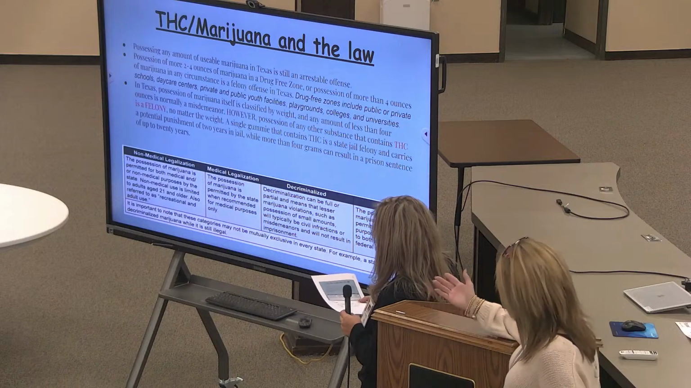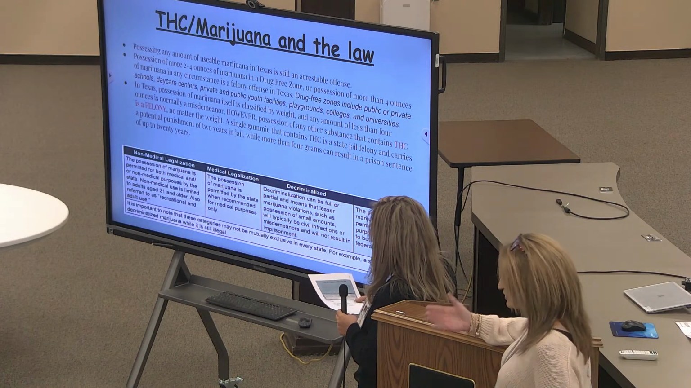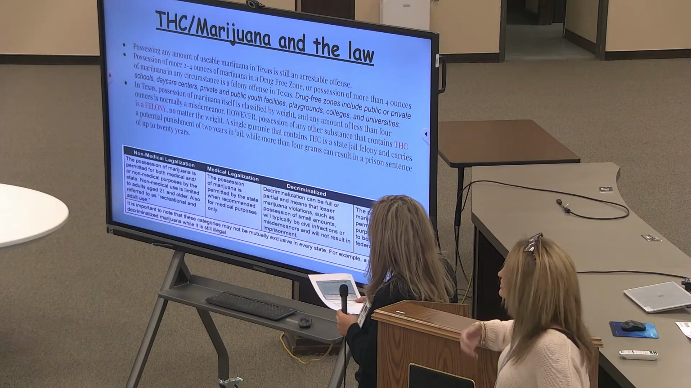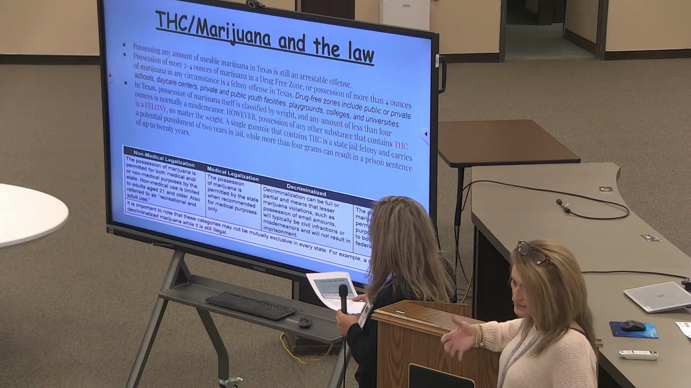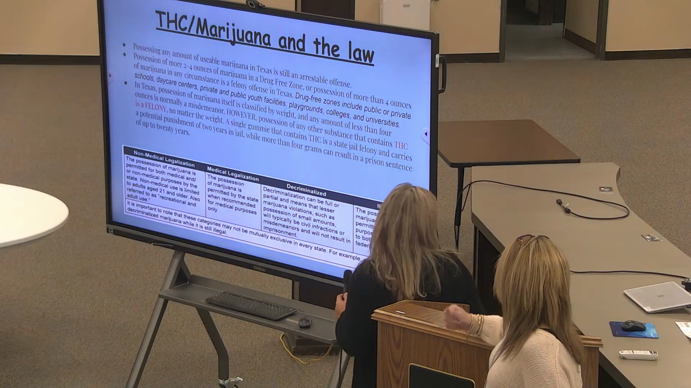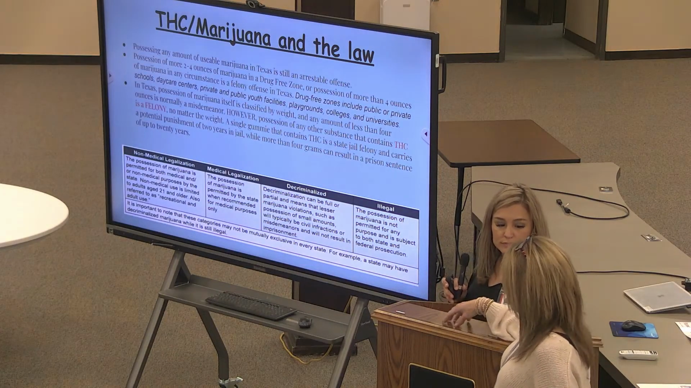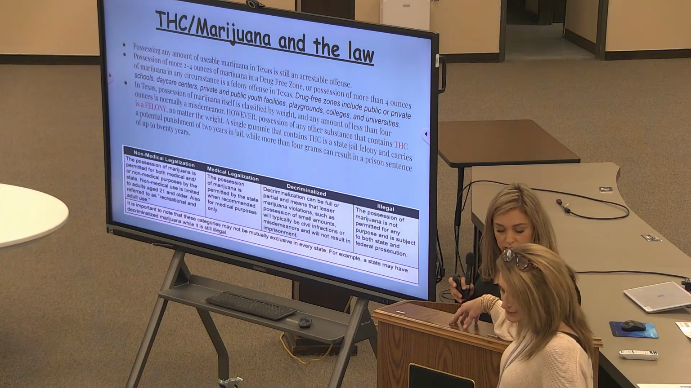It's legal for medical use, but then you have to have a card and you have to have the right prescription. You can't carry too much. It has to be your prescription, all of those things. However, they need to understand that it's still illegal here.